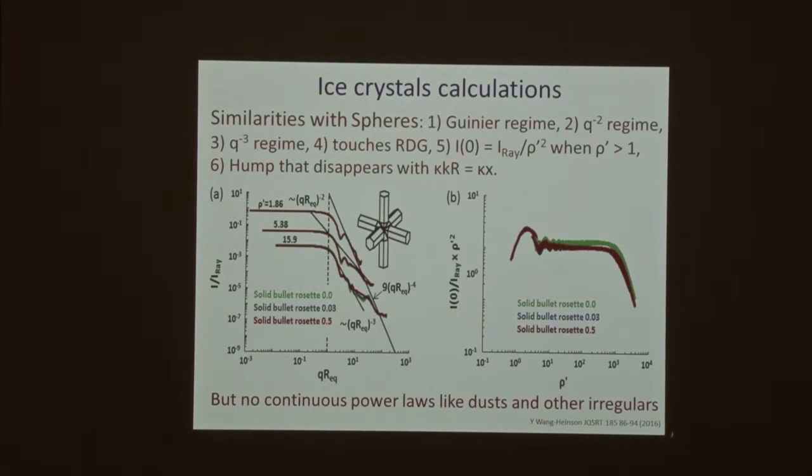Ice crystals. We just did this. You can see this is published. A bunch of these papers were published in 16. So here's this, it's called a Droxtal. Look at that sucker. Well, he calculated the scattering.